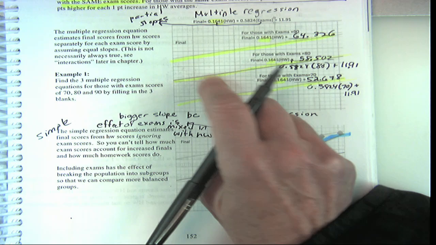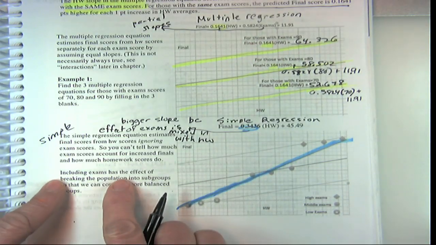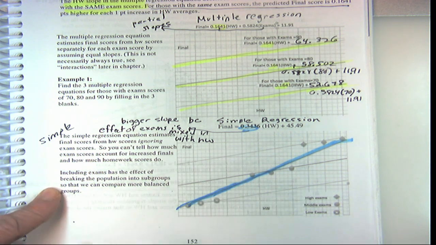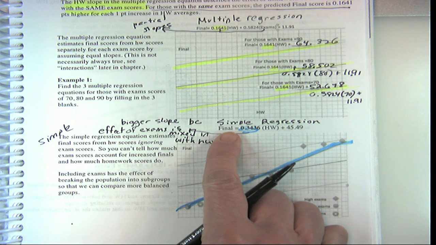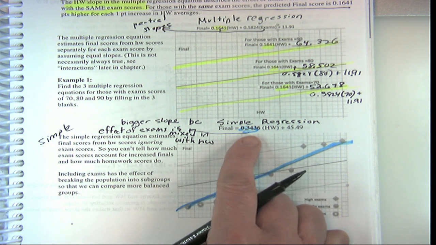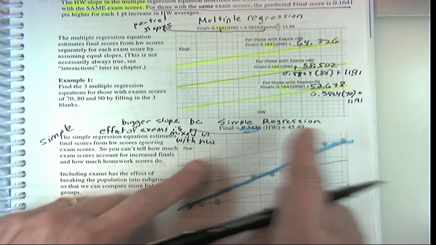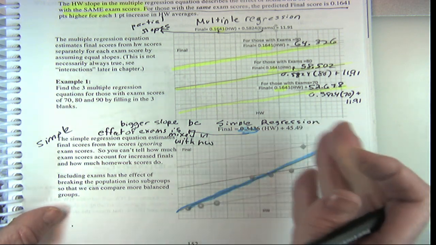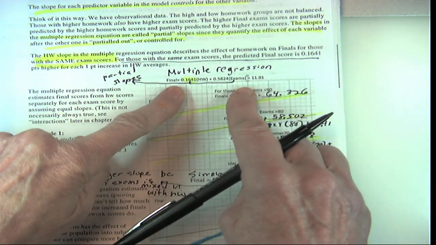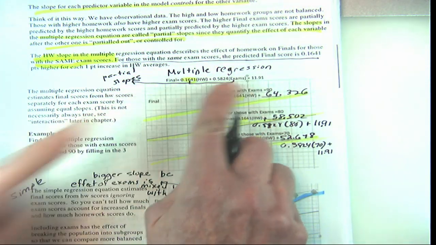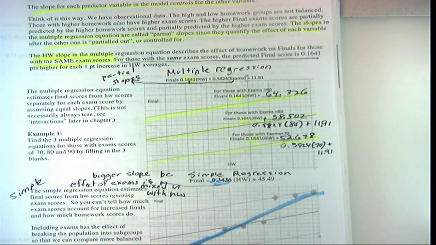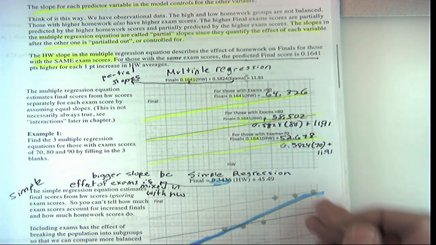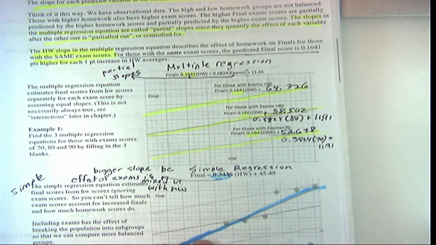Then when we partial them out, we get an effect when we include exams. It has the effect of breaking the population into subgroups so that we get more balanced groups. So if we're looking at a causal effect, you look at this and think, oh, homework affects finals quite a bit. But does homework cause that much of a difference in finals? No, part of that effect is due to exams. So when you include exams, you see, after we already have exams predicting finals, how much more does homework help? And it goes down because they're all positively correlated here. Does that make sense? If they weren't correlated, it would be the same. All right, so that's the idea.